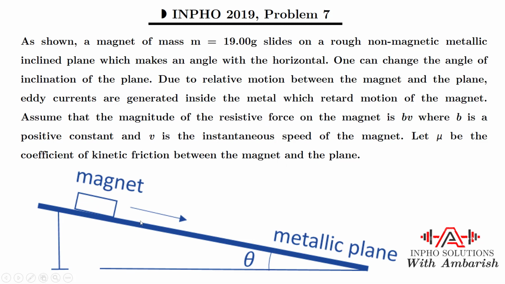So the magnet is sliding, and the inclination angle of the plane is given as theta. What forces are acting on it? There is a resistive force because of its velocity. The eddy currents are generated, and because of electromagnetic induction effects, the magnet is going to experience a backward force, by Lenz's law. This is a resistive force proportional to the velocity, and there's also a coefficient of kinetic friction. All right, and let's see what is asked.